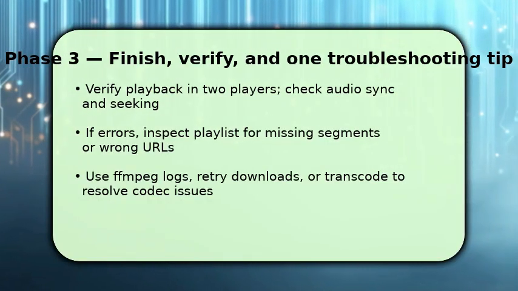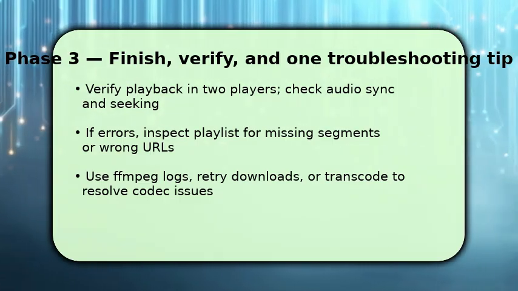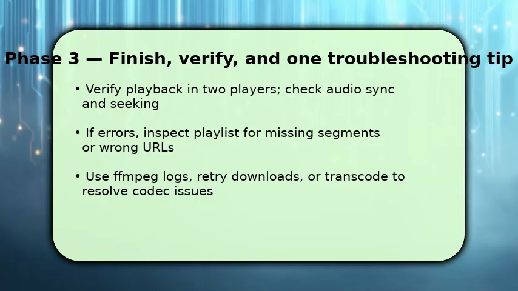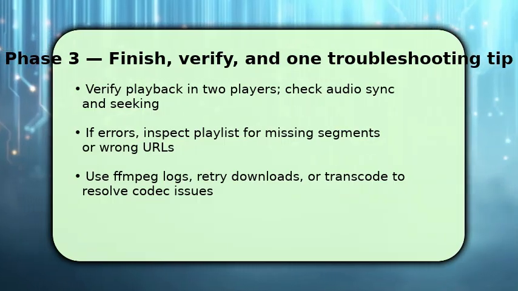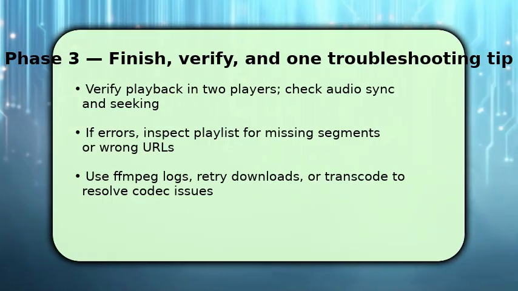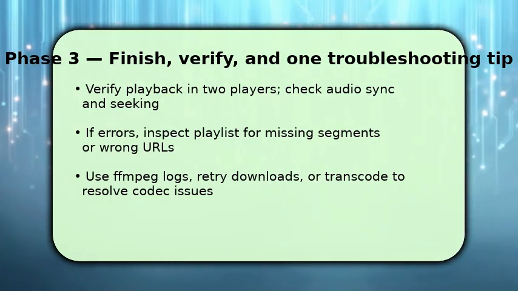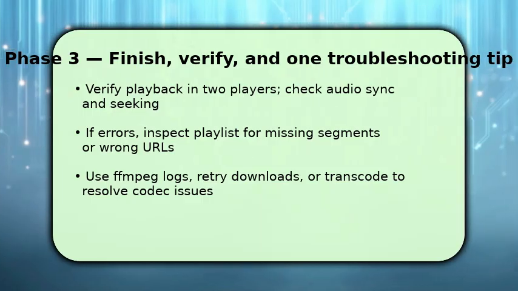If something goes wrong, look back at the playlist for missing segments, incorrect URLs, or sequence gaps. These are the most common issues. Use FFmpeg logs to identify codec or container errors, retry downloads for corrupted segments, and when needed transcode to a stable codec. With these checks, you'll resolve most failures.